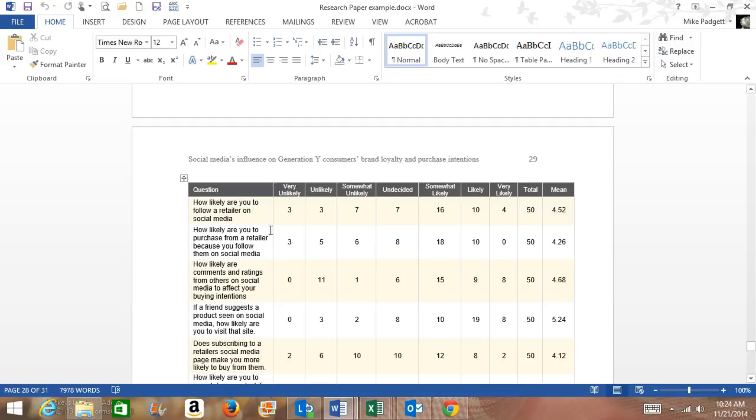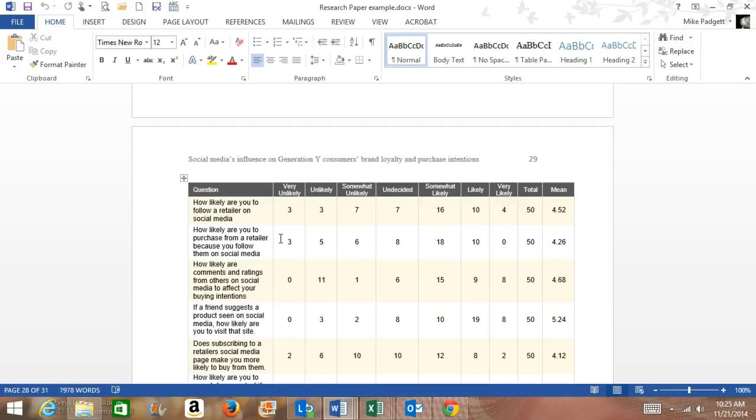So we're going to take this first question, and if we look at this, we're going to see the scale is from very unlikely to very likely, and that is a 1, 2, 3, 4, 5, 6, 7-point scale. And we see that we have a total of 50 respondents. So what we're going to say is we have 3 1s, we have 3 2s, we have 7 3s, 7 4s, we have 16 5s, we have 10 6s, and then we have 4 7s.